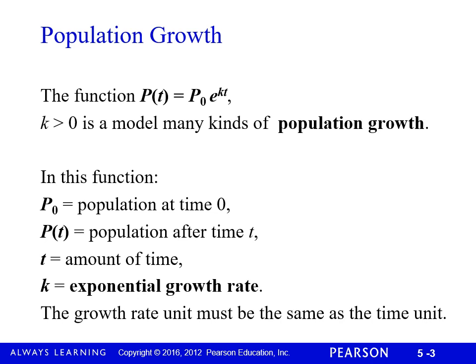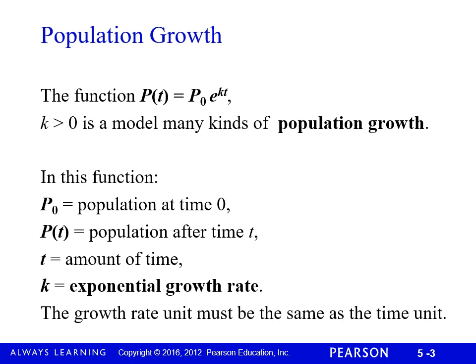Population growth. The function P of t equals P sub 0 e raised to the power of kt, where k is greater than 0, is a model of many kinds of population growth. This works for finances, it works for science, it works in nature, etc. And in this function, P sub 0 is the population at time 0.